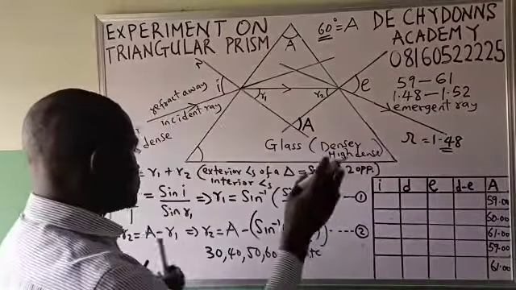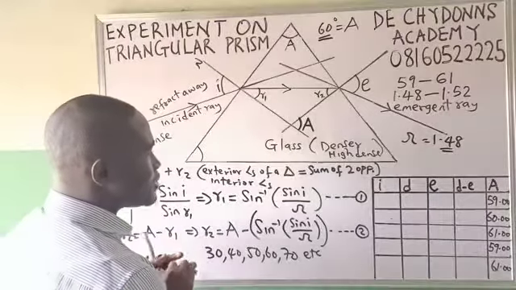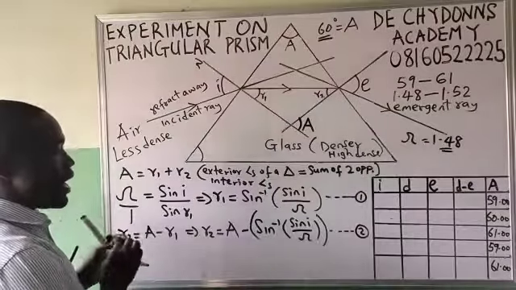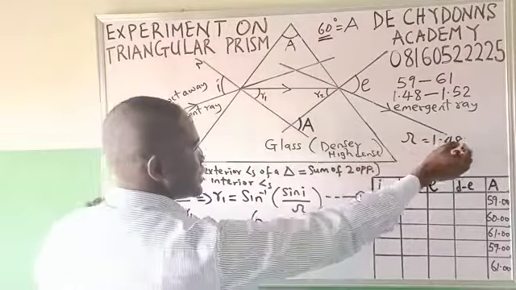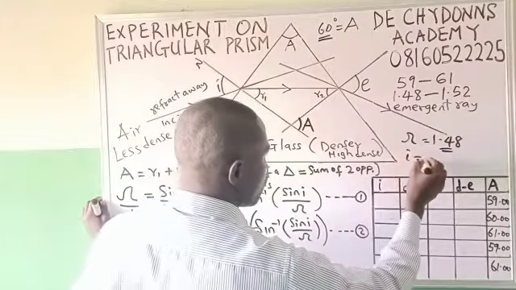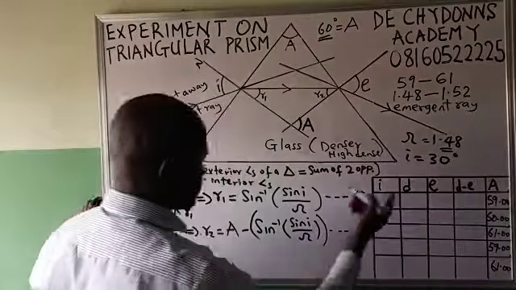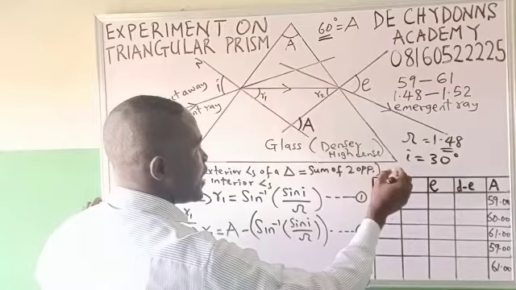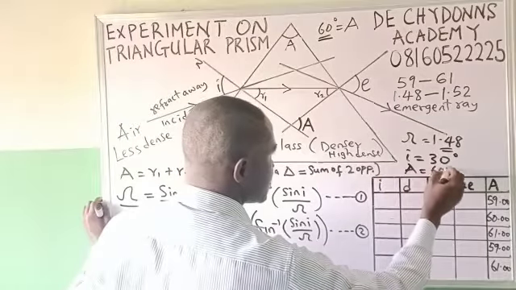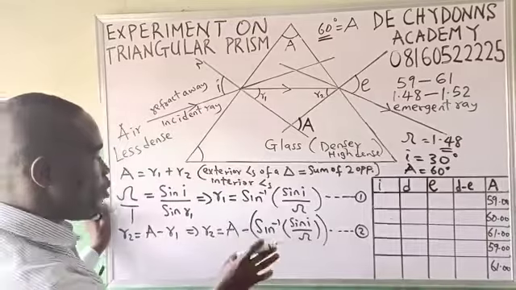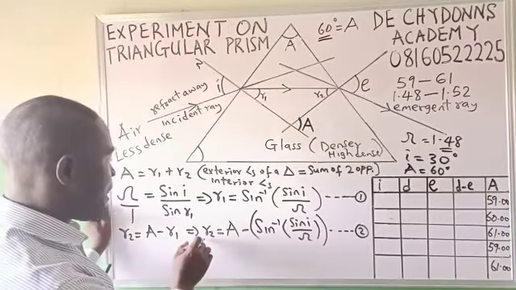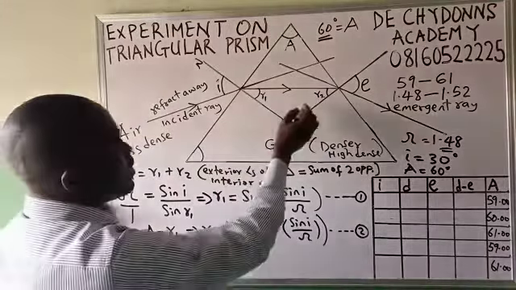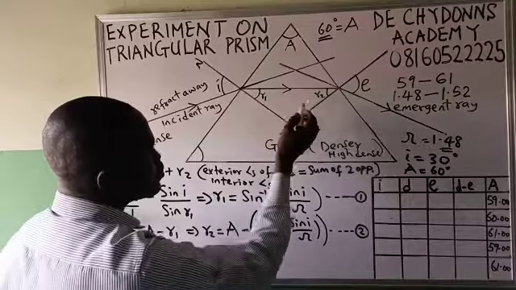Okay? So once I do that, I will get my value. My I is equal to 30 degrees, and my A is equal to 60 degrees. They are constant. Once I plug them in here, I will get my value of R2. I'll put it here. So that means I've gotten my R1, R2, and I know my A.